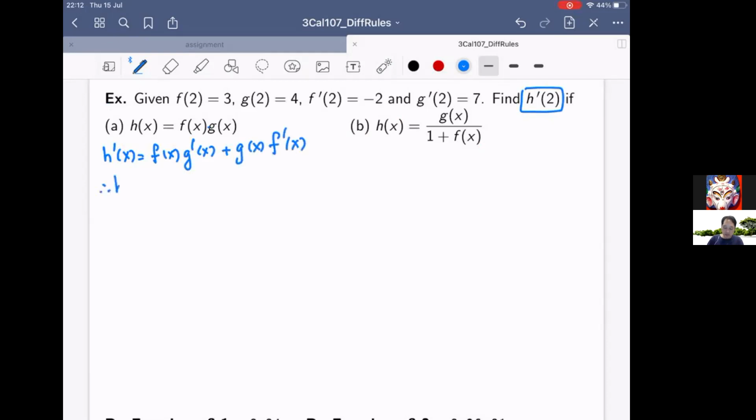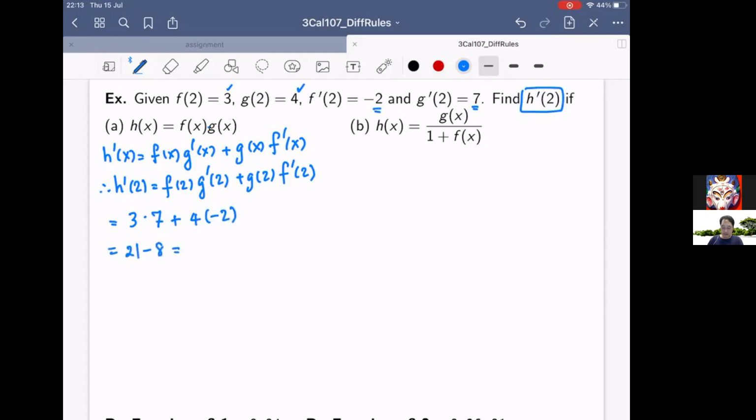And then your h prime at 2 will be simply f at 2, g prime at 2, g at 2, f prime at 2, okay? So f at 2 is already given to be 3, g prime at 2 is given to be 7, and then g at 2 is 4, and f prime at 2 is -2, so you have 21 minus 8, which is what, 13, is it?